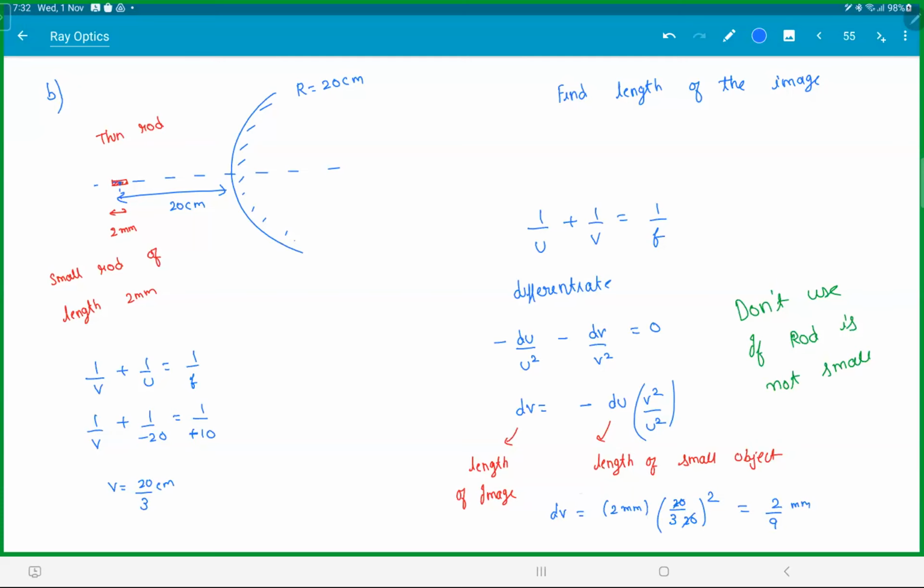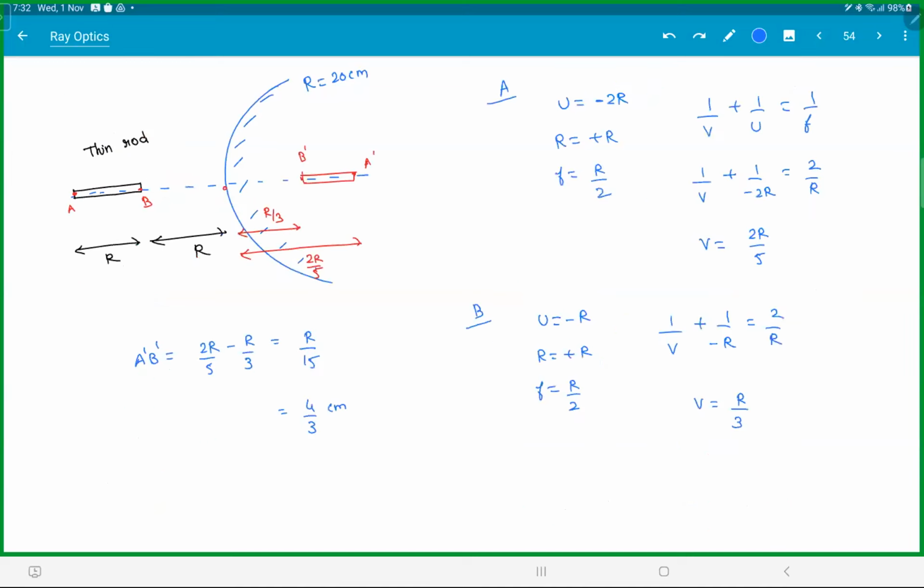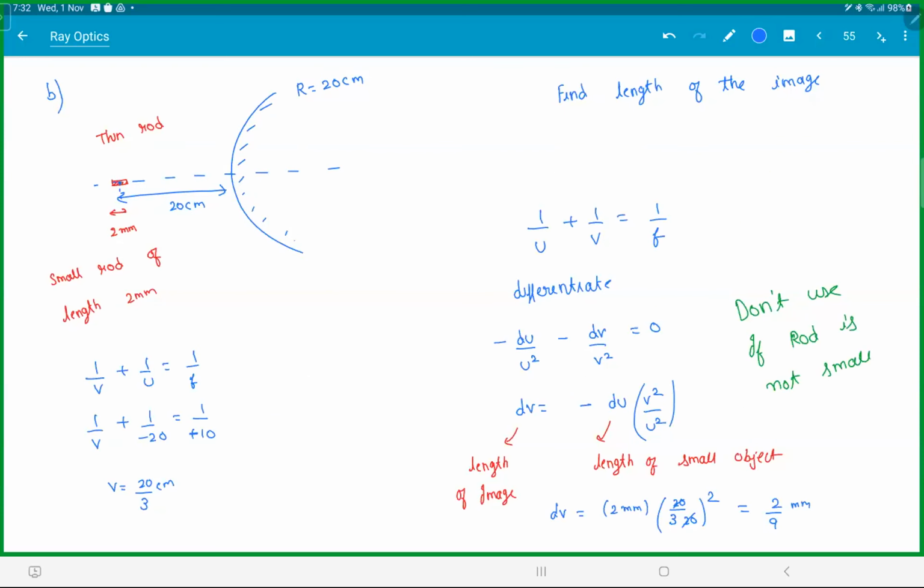So if the length is very small, use differentials. We are just taking the magnitude, so the minus 10 we are not taking. Do check this out. If the length of the rod is big, we have to do it the previous way. Take the two corners and do it.